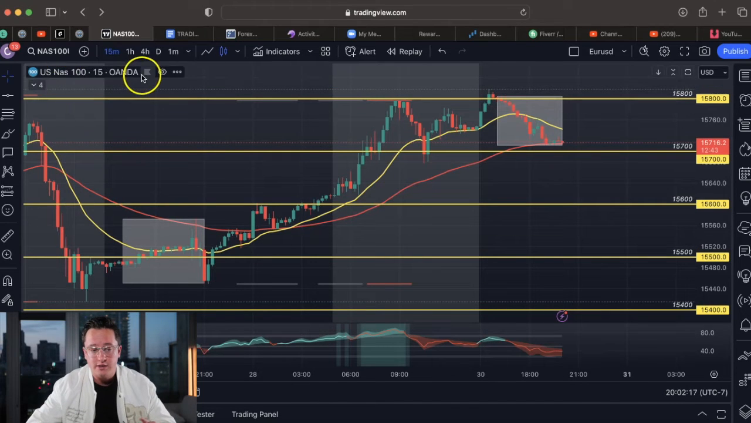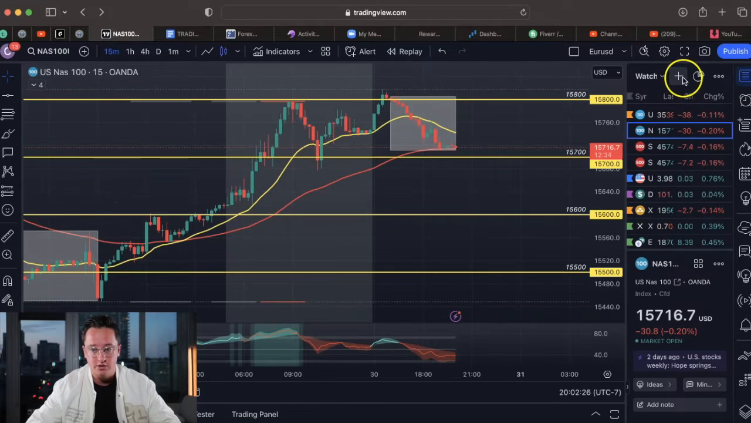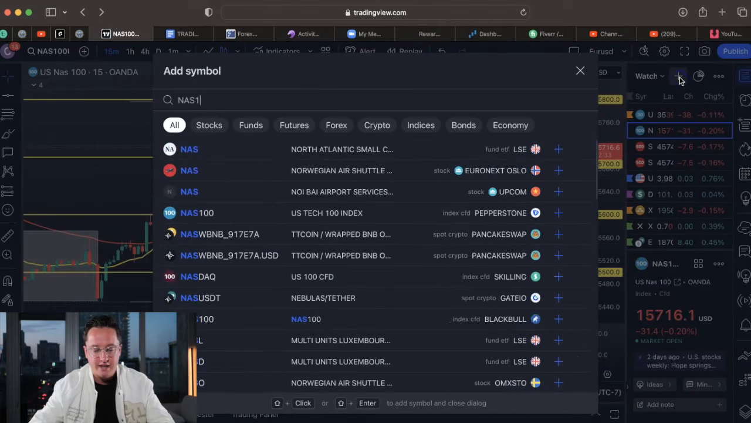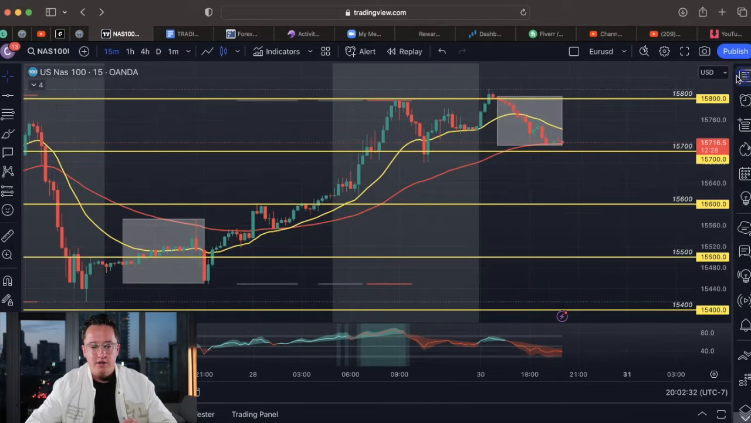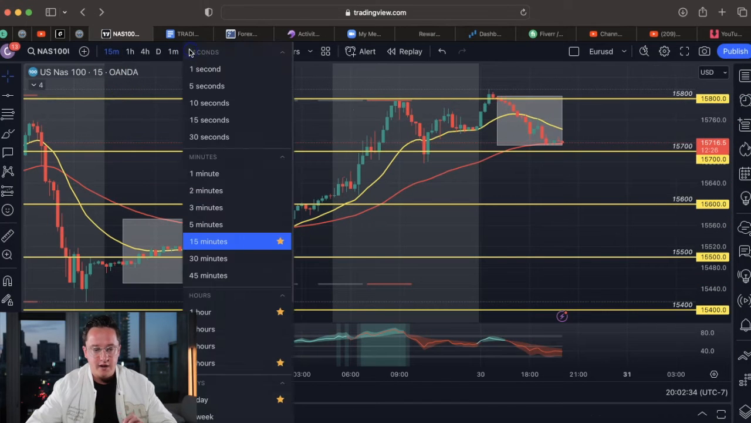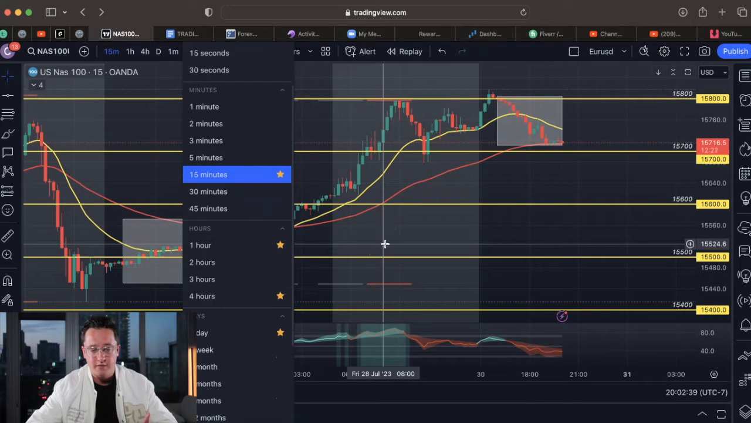I'm trading on NAS100 Oanda on TradingView. I like this chart more than most other charts that we see for NAS100. So all you're going to do is go to your watch list and make sure you add in NAS100 and then use the Oanda one right here. Okay? You can set up your time frames as your favorites. I just have the minute 15, hour 1, hour 4, and daily. That's really what I'm focused on.